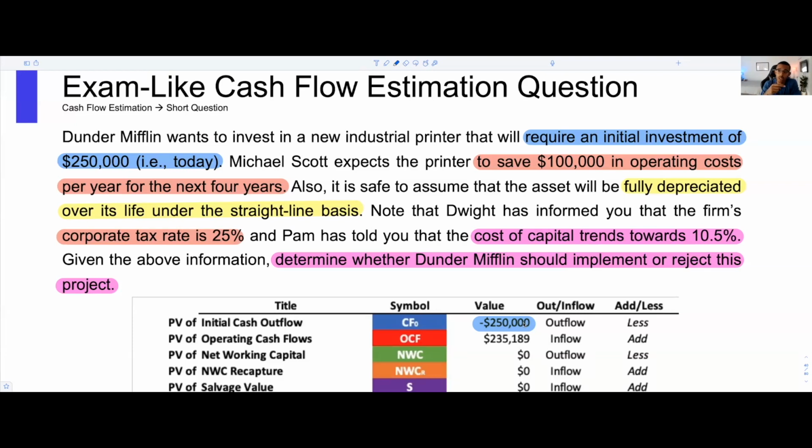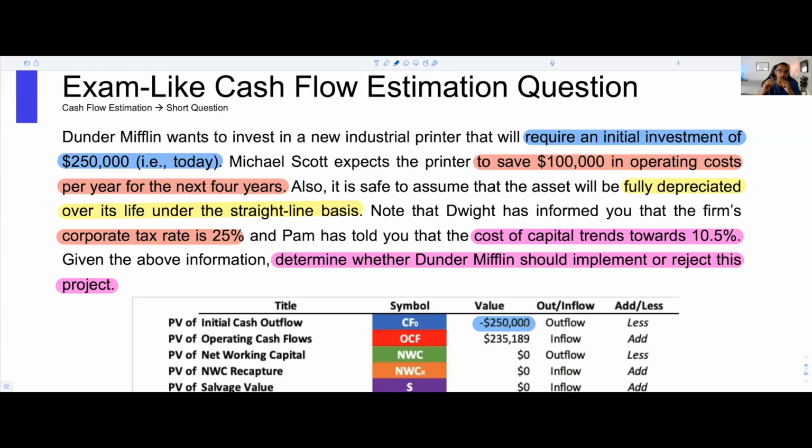Then we also want you to understand that this investment, which is what we're going to highlight in yellow, is going to be fully depreciated over its life on a straight line basis. So if it's being depreciated over the life of the project, we know that we're going to be able to depreciate 250K over 4 years. So you're going to do 250K divided by 4. That's going to give you your depreciation expense for every single year.